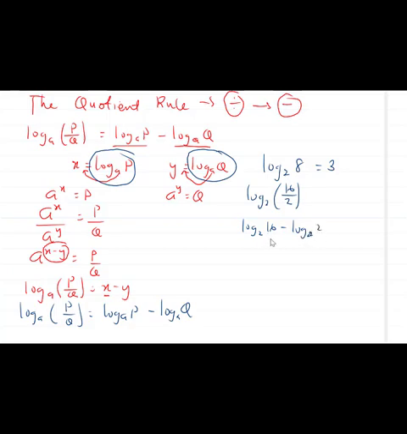Now 2 to what exponent will give us 16, which is 4. 2 to what exponent will give us 2, which is 1. And now what is 4 minus 1, which is 3. So you realize that when you apply the quotient rule, it works. Whenever you have division, you can change it into subtraction. On to the next one.